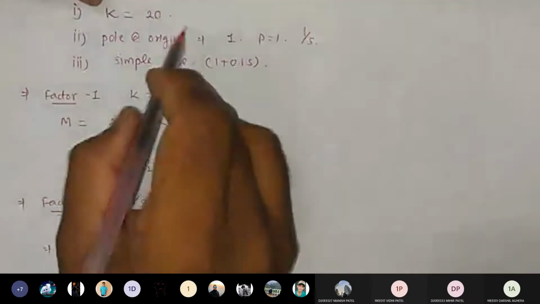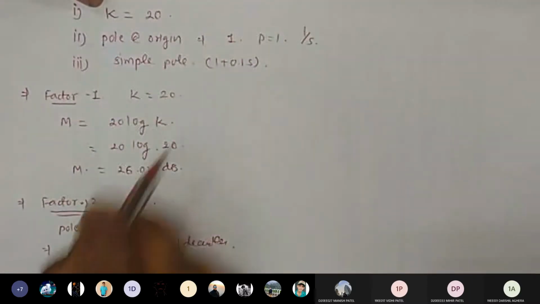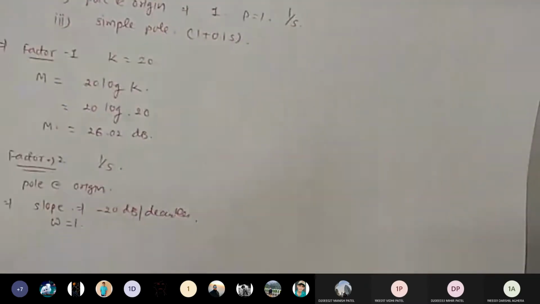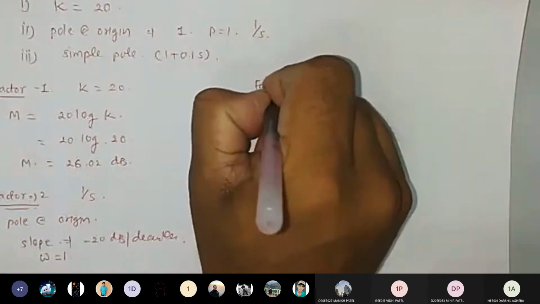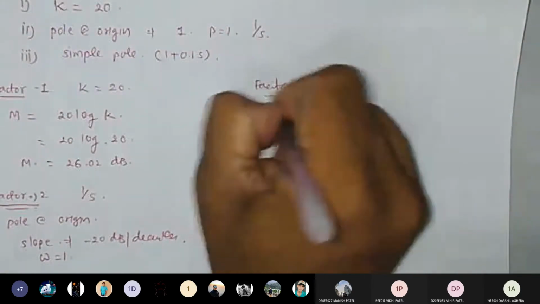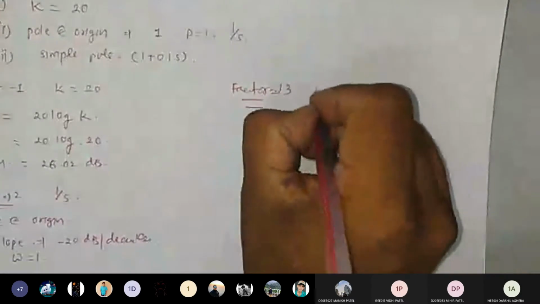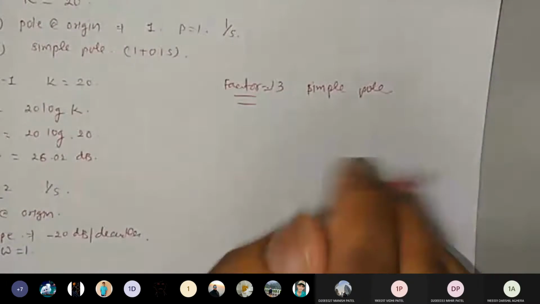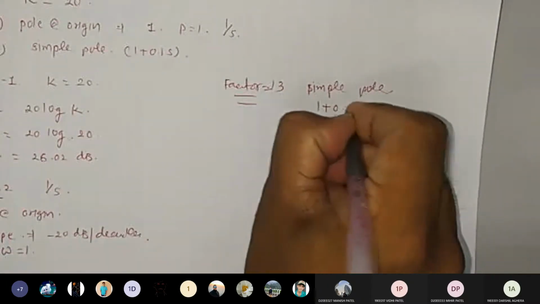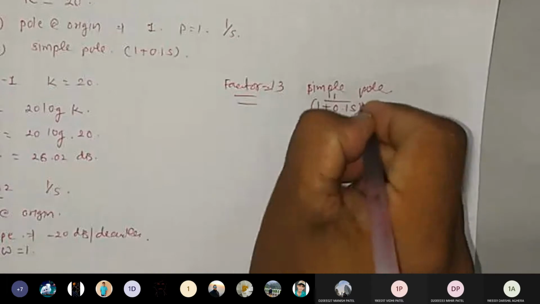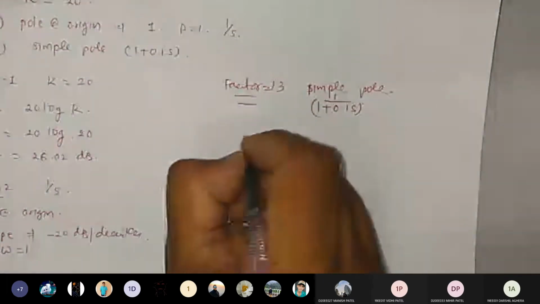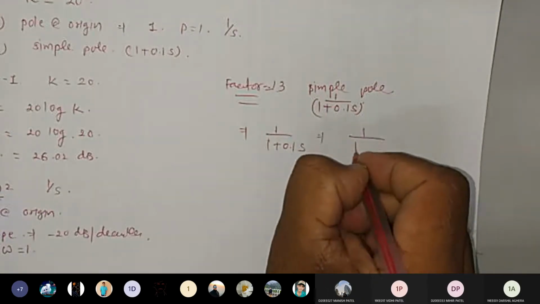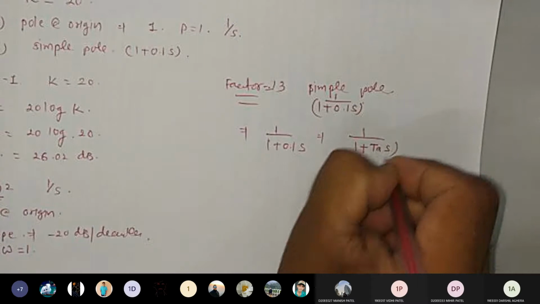Okay, and what is the value of omega? It is nothing but 1. Now the third factor. What is the third factor? Simple pole. Simple pole is nothing but 1 plus 0.1 into s, so 1 upon 1 plus 0.1 into s. I will compare this 1 plus 0.1 into s with our 1 plus Ta into s.